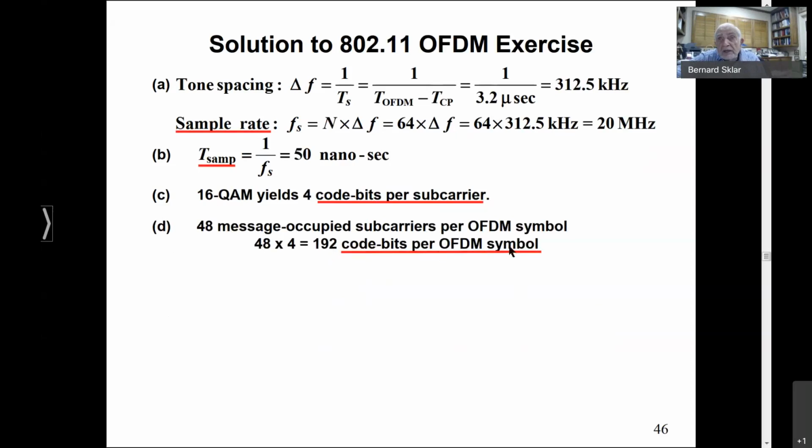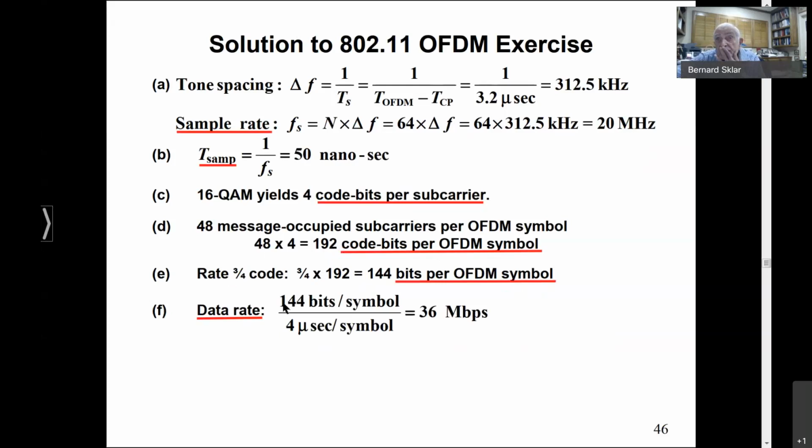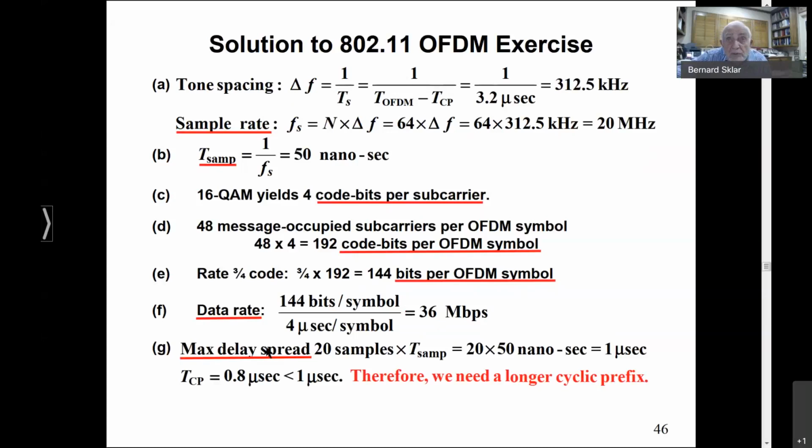Now there's a rate 3/4 code. And so by multiplying this 192, I can get the data bits per OFDM symbol. And if I want the data rate, I just take the data bits per symbol divided by the symbol time. Well, the symbol time is the OFDM time, which was 4 microseconds, and that gives us 36 megabits per second.